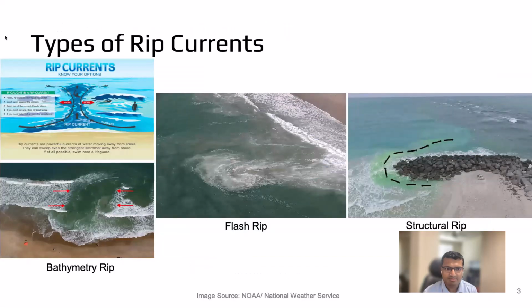So there are various types of rip currents. For example, the rip current on the left side is a bathymetry rip, which is shown on the poster. We also have flash rips. Flash rips can be detected from the disturbance to the sediment that shows up as discoloration in the water. And we can also have structural rips.